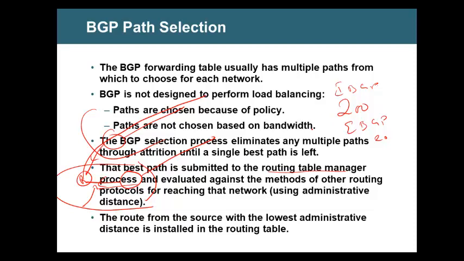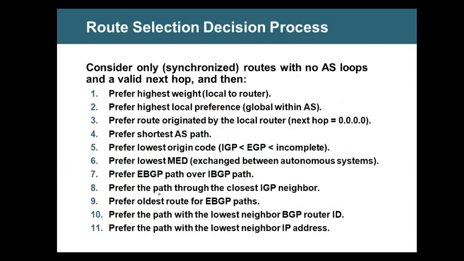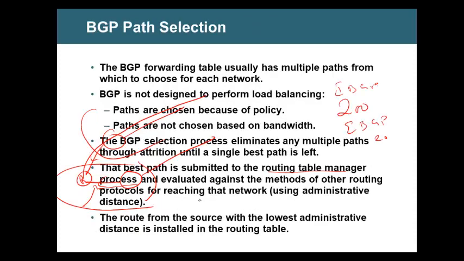Why? Because the administrative distance also matters. So before the routing table decides, even the BGP table will say, I prefer only EBGP. I prefer only lower administrative distance.